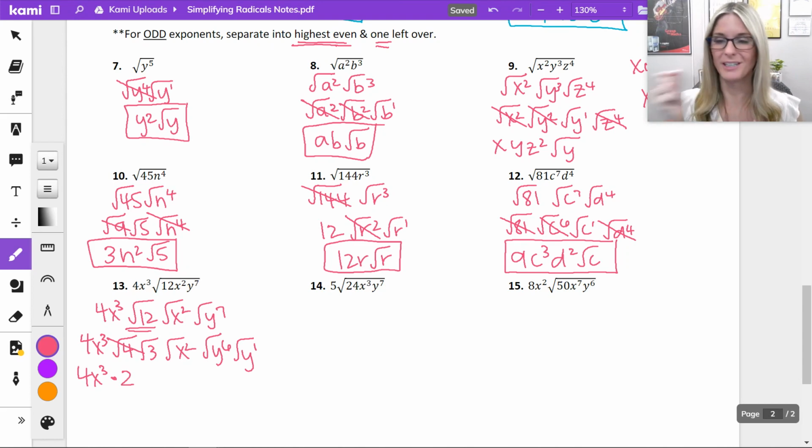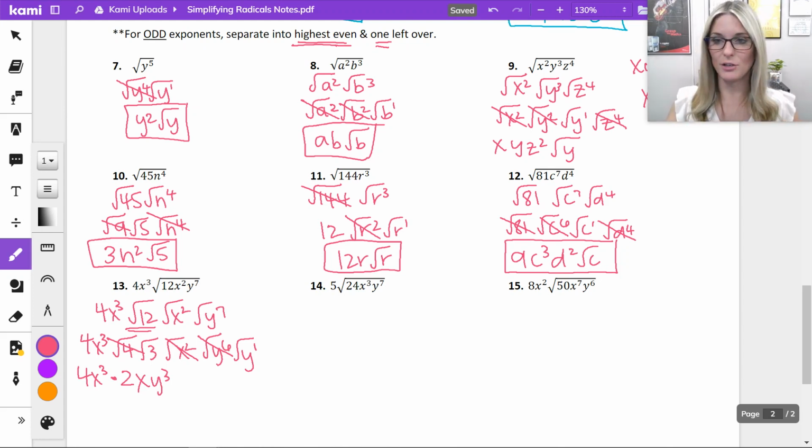Is a 2. Notice I'm putting a multiplication sign there. Everything that's outside is going to multiply together. I'm going to skip over the square root of 3 because he's going to have to stay. Square root of x squared is an x. Square root of y to the 6 is y cubed. And let's see who's left over.